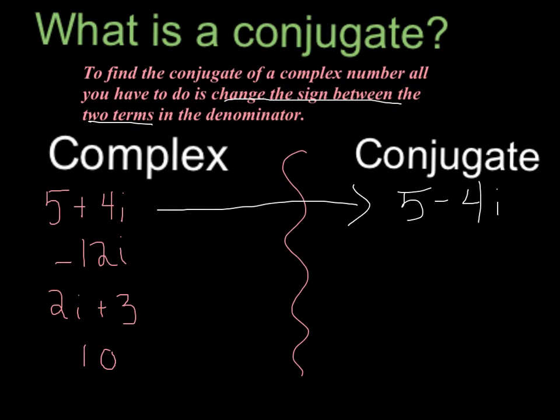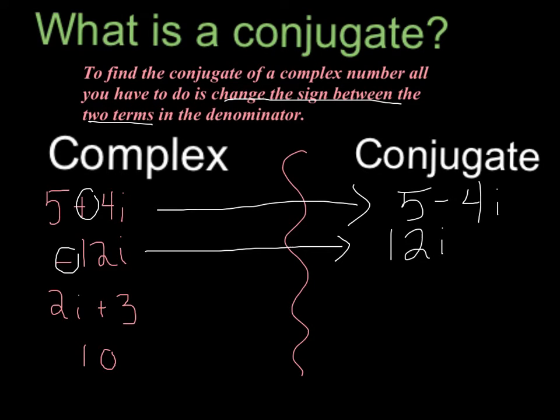So you only change the sign in the middle, but it has to be the sign that's in front of the imaginary piece. So the next one, negative 12i, the conjugate of that will be positive 12i. So again, you just change the sign that's in front of the imaginary piece.